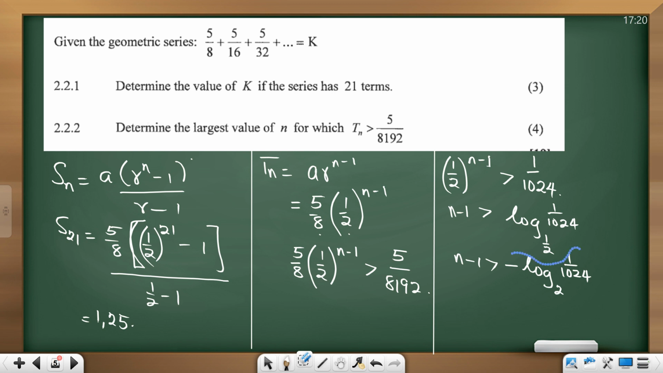Okay. All right, hold on. Let's try something. This is giving you 10, right? So n should be greater than what? 11.